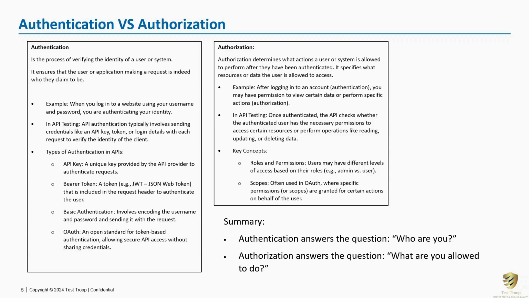Authorization determines what actions the user or system is allowed to perform after they have been authenticated. It specifies what resources or data the user is allowed to access. So in summary, authentication asks you, who are you? For example, your friend invites you to his home, and when you ring the doorbell, if he sees your face, then he allows you to come inside his house. And authorization answers the question, what are you allowed to do?